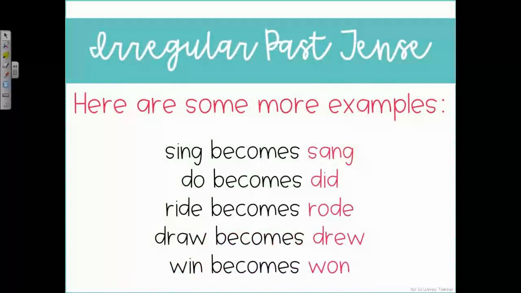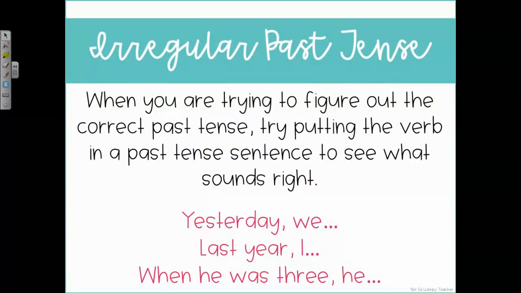Here are some more examples of irregular past tense verbs. Sing becomes sang. Do becomes did. Ride becomes rode. Draw becomes drew. And win becomes won.